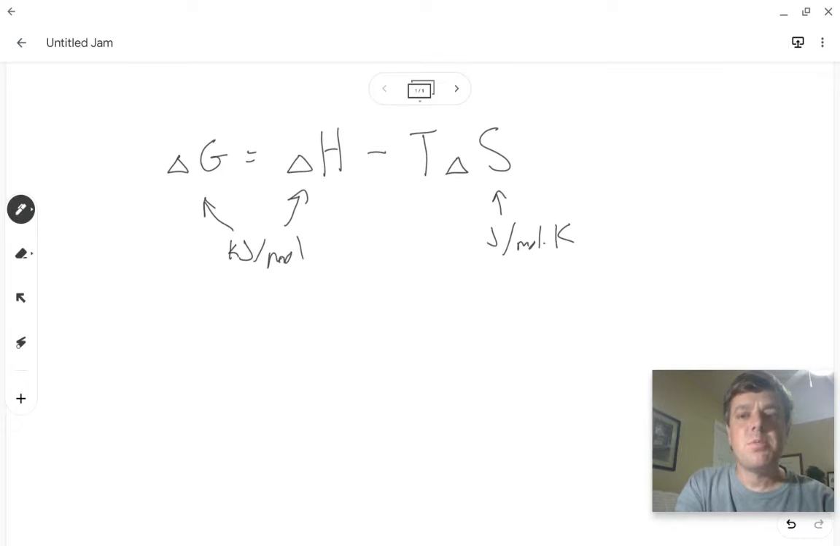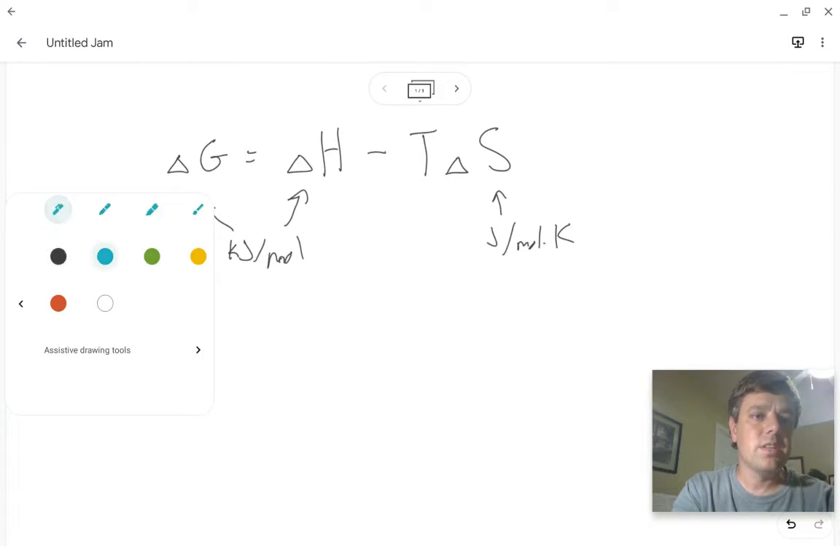So if you're going to plug numbers into this equation, you either need to convert your entropy into kilojoules per mole Kelvin by dividing by 1,000, or convert your Gibbs free energy and enthalpy into joules per mole. And when we look at some other equations we're going to get to, you're going to have to convert to joules per mole as well in order to actually solve them. So, a couple of things to point out about this equation and some of its significance.